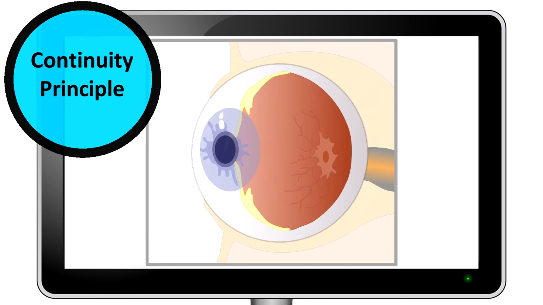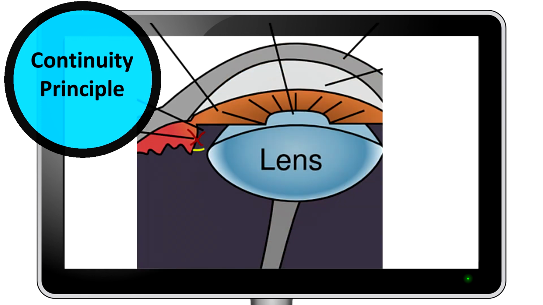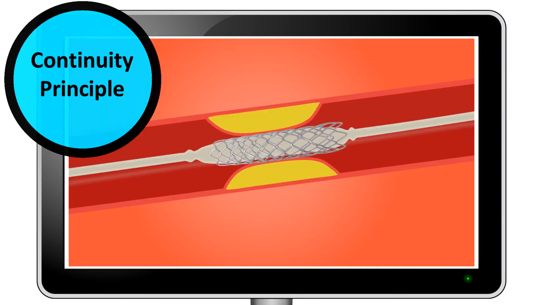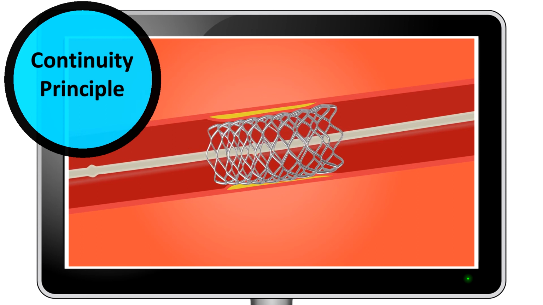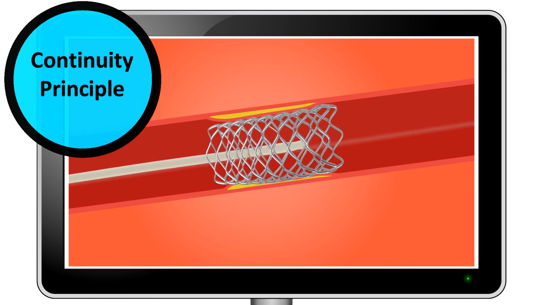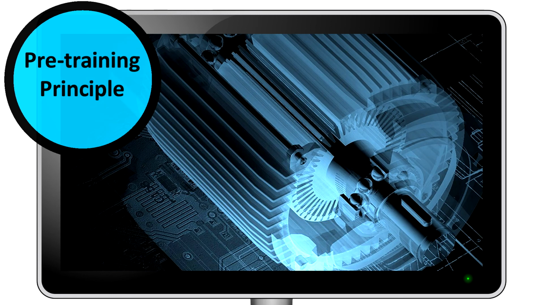The continuity principle outlines two ways to lower the potential for confusion. First, keep words that correspond to a location on an image in close proximity to that location. And secondly, show visuals at the same time you're talking about them. Don't talk about a process and then show it. Narrate processes real time.